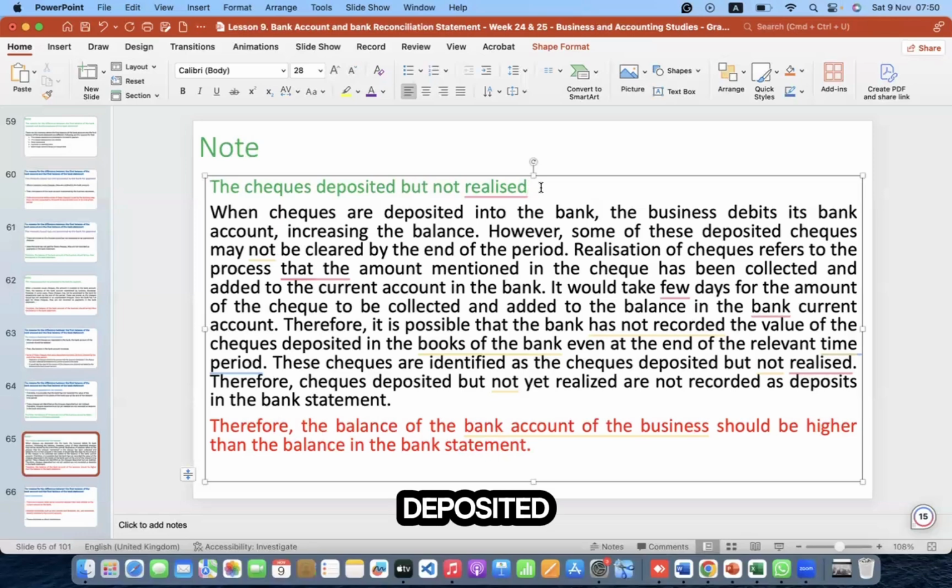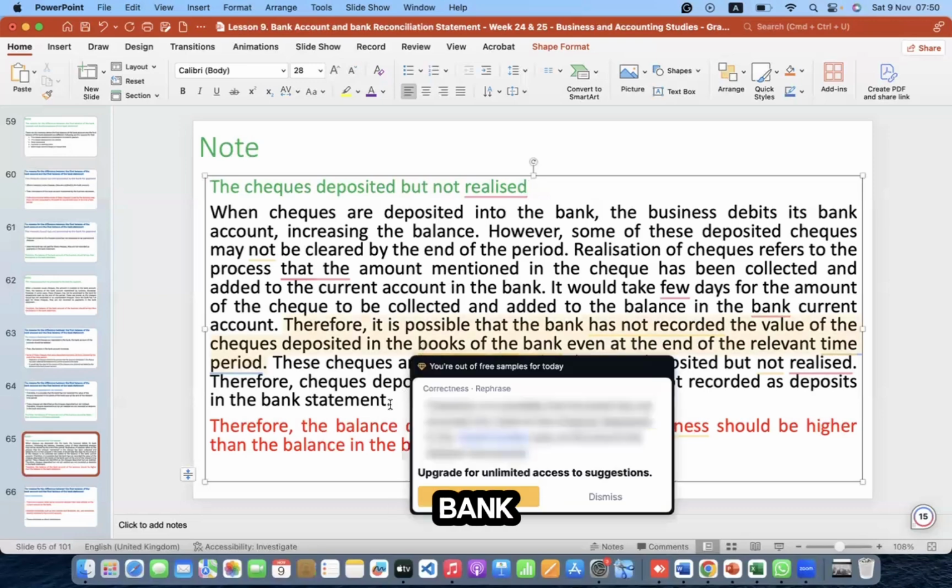Therefore, checks deposited but not realized are not recorded as deposits in the bank statement. Therefore, the balance of the bank account of the business should be higher than the balance in the bank statement.